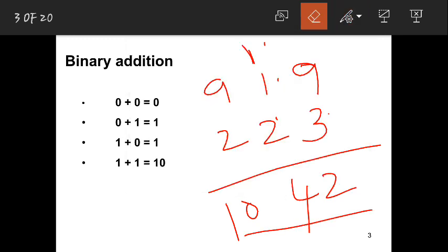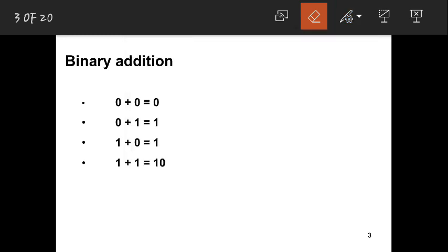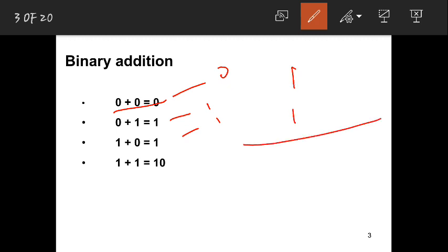So the same goes with binary numbers, but here all you have is zeros and ones. Whenever you add 0 and 0, the result will be 0. When you add 0 and 1, you get 1. 1 plus 0 also gives 1. But when you add 1 and 1, always remember, the result will be 0 with a carry 1. Okay. Carry is mentioned here.